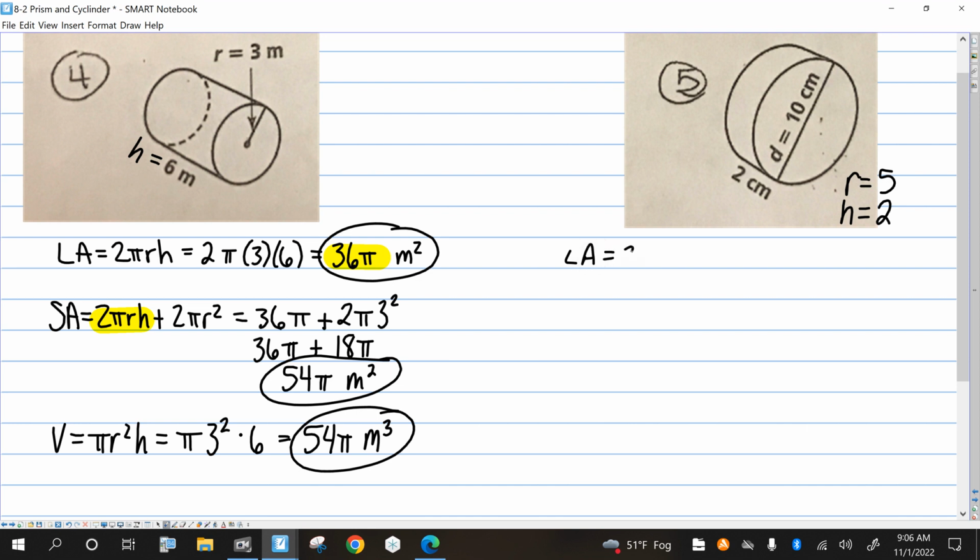So lateral area is 2 pi 5 2. Just plug them in, right? 2 pi r h. So 2 times 5 times 2 is 20 pi. And units? Very good.